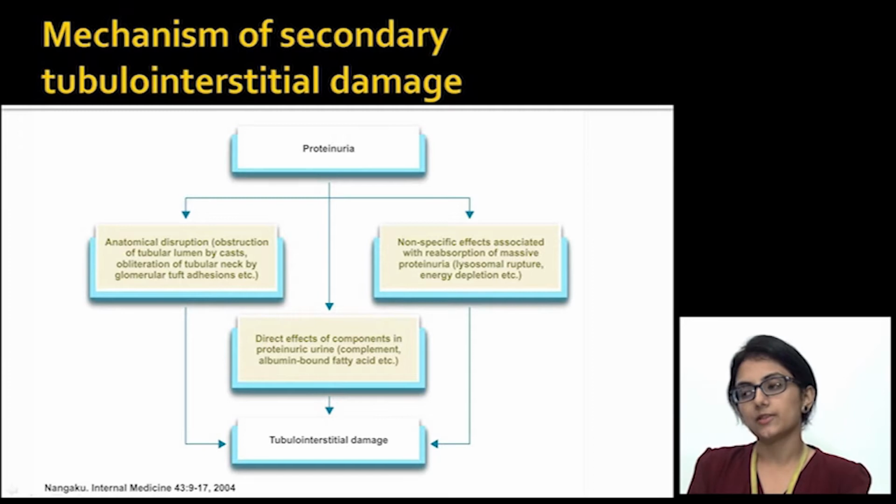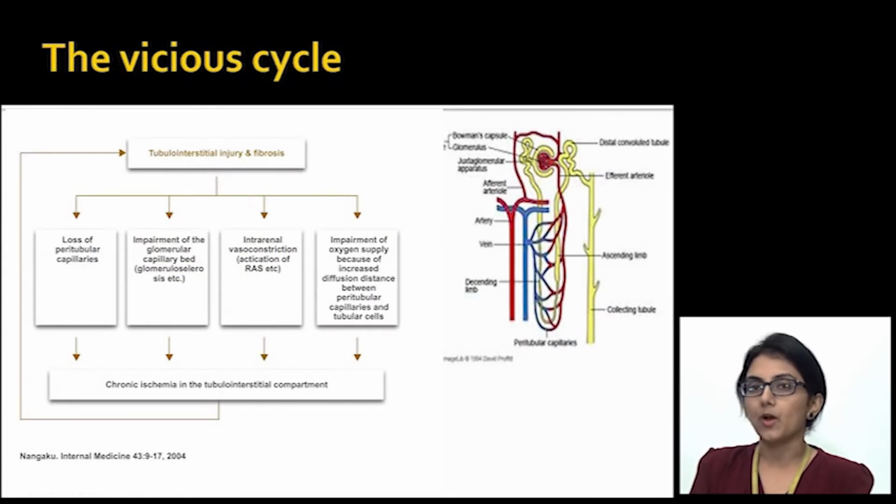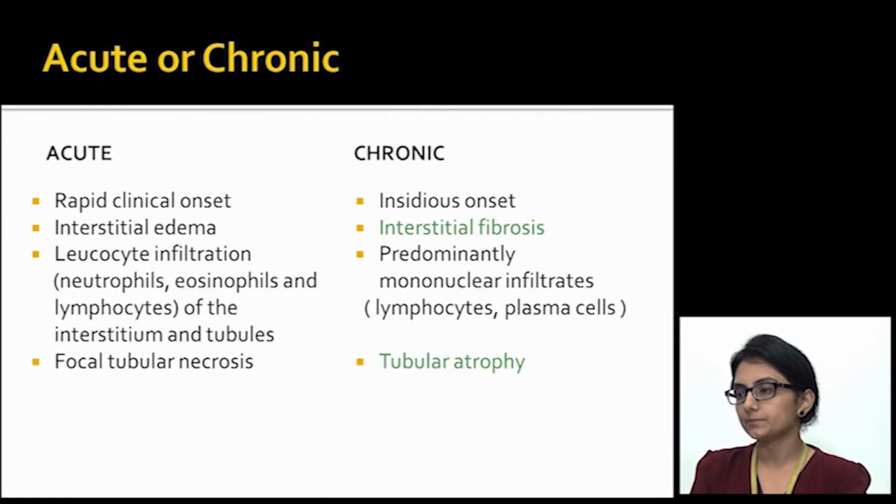result in tubulointerstitial damage. What happens once the tubulointerstitial damage starts, it really is a vicious cycle. There's loss of peritubular capillaries in these collagenized areas. There's impairment of oxygen supply because of increased diffusion distance between the peritubular capillaries and the tubular cells. All of these factors contribute to an ischemic state in the tubulointerstitium, which of course will propagate injury and fibrosis. So that's really how the primary glomerular disease and proteinuria cause downstream tubulointerstitial damage.